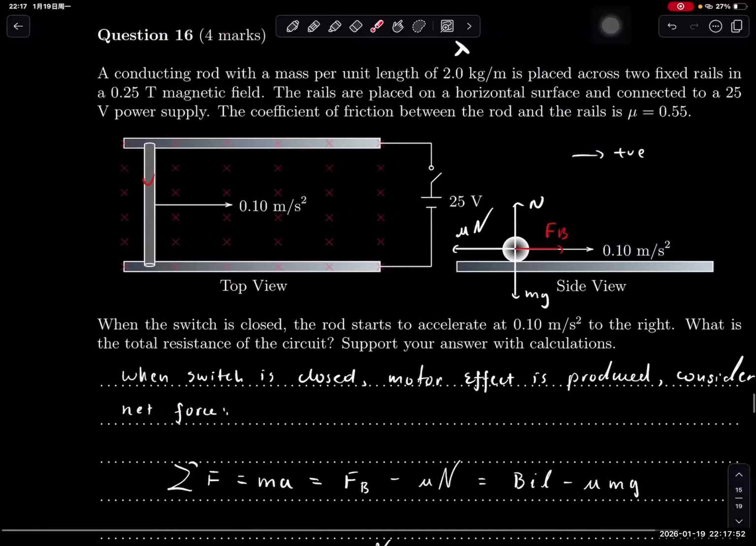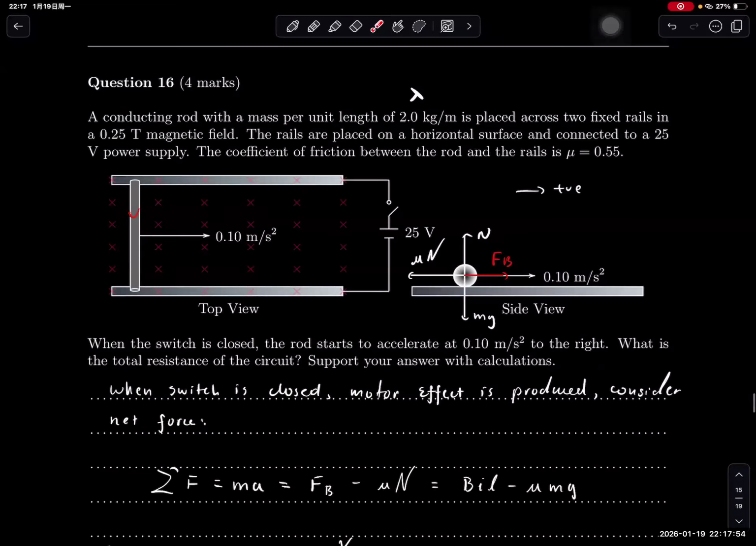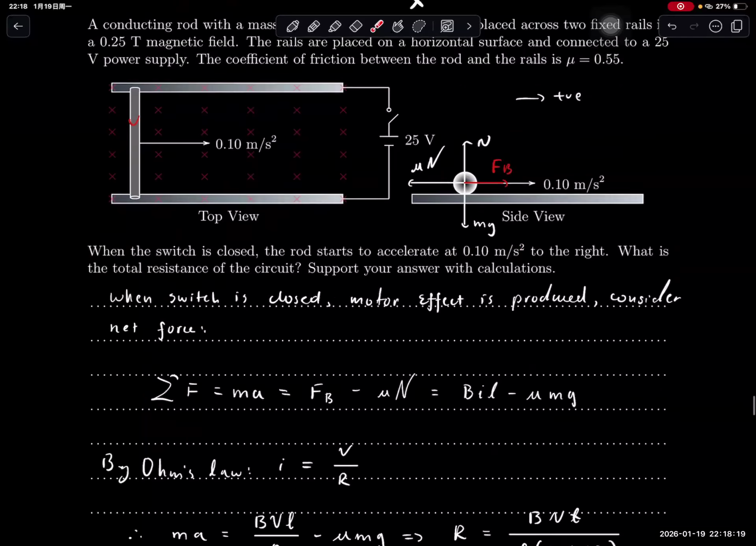In continuation, we have question 16. A conducting rod with a mass per unit length of 2.0 kilograms per meter, again I denote that with lambda, is placed across two fixed rails in a 0.25 tesla magnetic field. The rails are placed on a horizontal surface and connected to a 25 volt power supply. The coefficient of friction between the rail and the rod is 0.55.